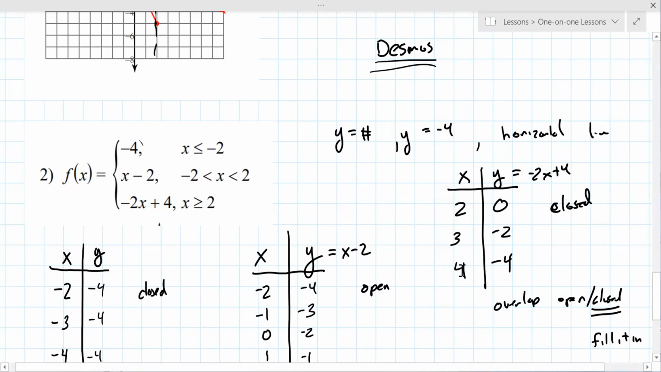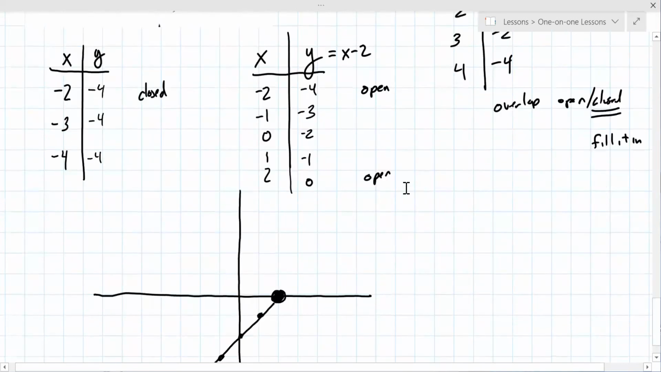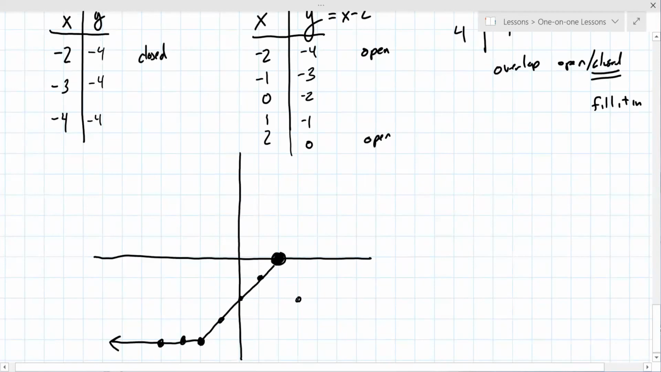So now we go to our graph. 2, 0. Now we're filling that in because we just had one that worked. 3, -2. Boom, right there. And then 4, -4. Right there, like that. You've got to have the arrows on the end because your instructor needs to know that it keeps going.